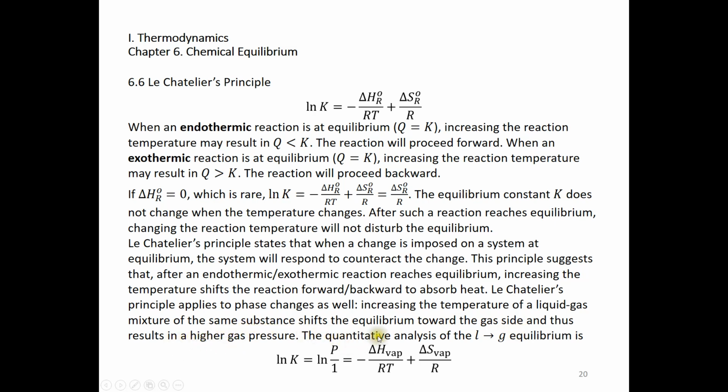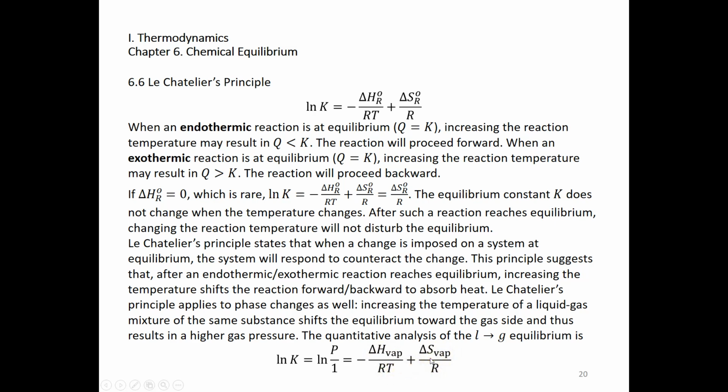What if you want to do a more quantitative analysis for the vaporization from a liquid to a gas? Well, we can use this equation. The natural logarithm of K is defined to be ln P over 1. P is your product, the partial pressure of the gas. One is for the pure liquid, the mole fraction of this pure liquid. It's equal to negative delta enthalpy of vaporization over RT plus the entropy of vaporization over R at this given temperature.